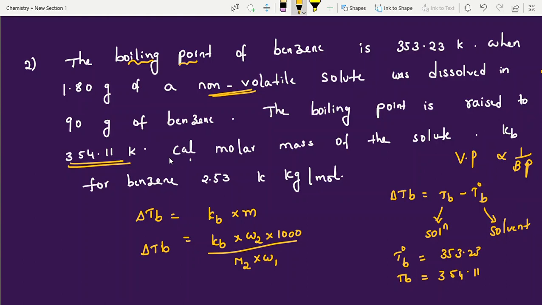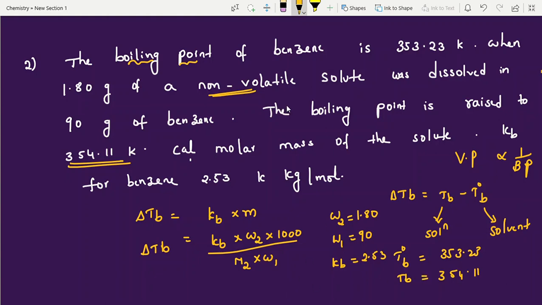Okay. Now, next one, what they are asking. After that container, the boiling point of benzene, when 1.80 gram of non-volatile solute, that is W2 equal to 1.80, is dissolved in 90 grams of benzene, that is W1, which is excess solvent, right? So, next what they have given? Kb, given 2.53. So delta TB is indirect information they had given, you have to calculate.